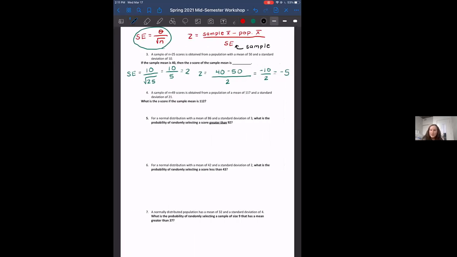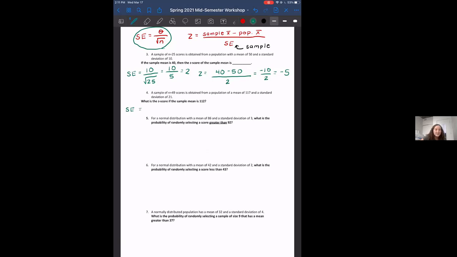All right, so we'll wait a couple more seconds for this poll. All right, I'm going to go ahead and end it. Okay, so it looks like everyone that answered got it correct. So let's go ahead and try it for ourselves. Let's start by calculating the standard error.